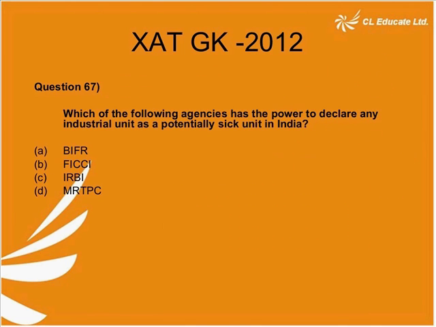Question number 67. Which of the following agencies has the power to declare any industrial unit as a potentially sick unit in India? Yes, mark the answer. Most of you have given B as the answer. No, absolutely wrong. The correct answer is BIFR, the Board for Industrial and Financial Reconstruction.